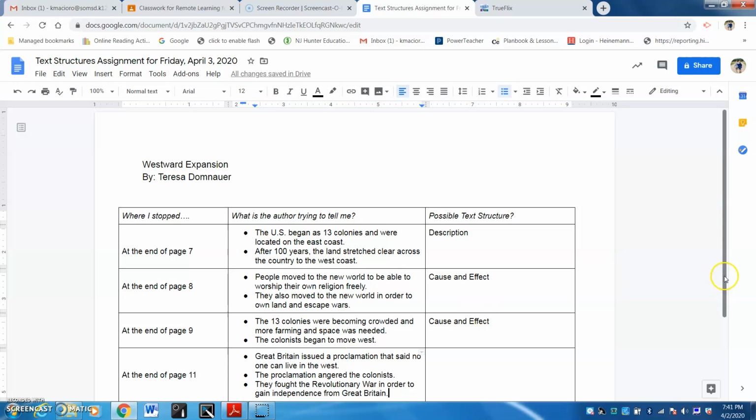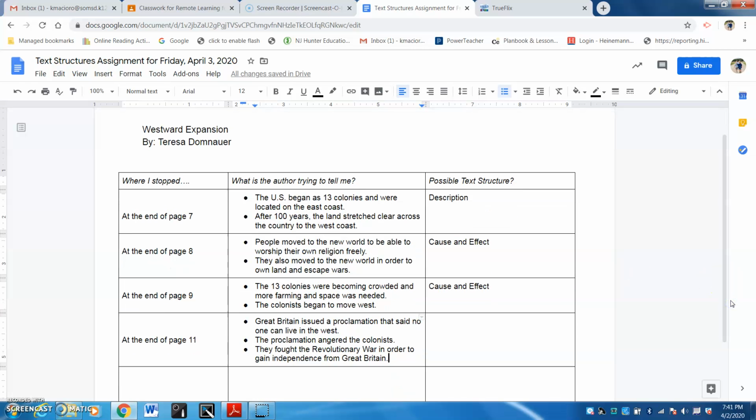Okay, so if I look at my details again, what do I see? I see, well, Great Britain said you can't live in the West. Colonists really didn't like that. So that's really a problem. Did the colonists try to solve their problem? Yes. They fought a war and they broke away from Great Britain. So that leads me to believe that this is a problem and solution text structure.